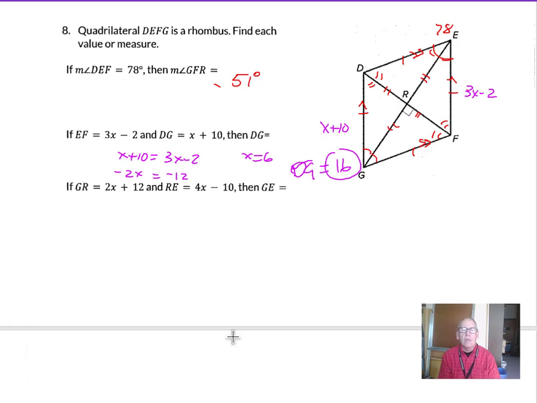Change colors up. If GR is 2x plus 12, and RE is 4x minus 10, they want us to find out the length of GE. So since these diagonals are perpendicular bisectors of each other, I know that 4x minus 10 is going to be equal to 2x plus 12. So I can set those equal to each other and solve for x.